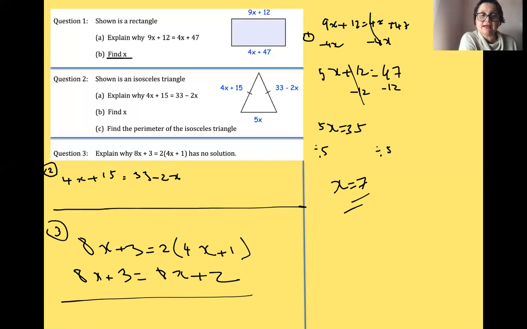And now you can explain why this has no solution. Does it make sense? 8x plus 3 equals 8x plus 2? No, it doesn't. It's not equal. So I'm going to draw this line here. It doesn't make sense and it has no solution. Right? So there you go.